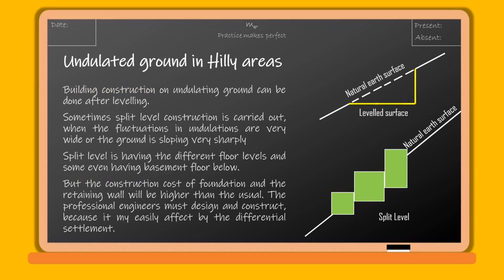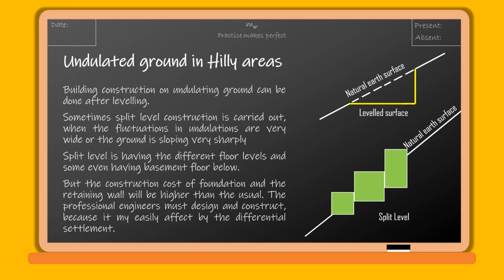Building construction on undulating ground can be done after leveling. Sometimes split-level construction is carried out, when the fluctuations in undulations are very wide, or the ground is sloping very sharply. Split level has different floor levels, and some even have a basement floor below. But the construction cost of foundation and retaining wall will be higher than usual. Professional engineers must design and construct it, because it might easily be affected by differential settlement and increase the cost of construction.